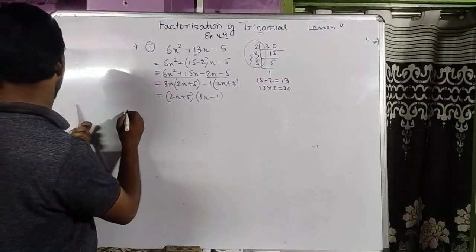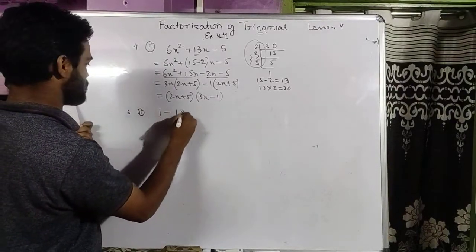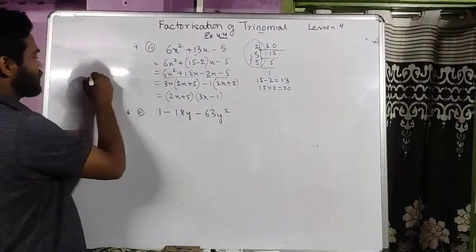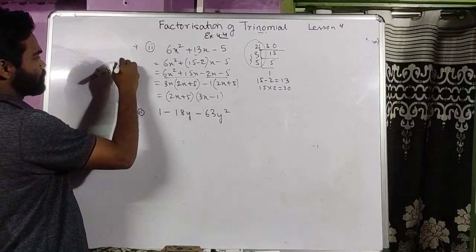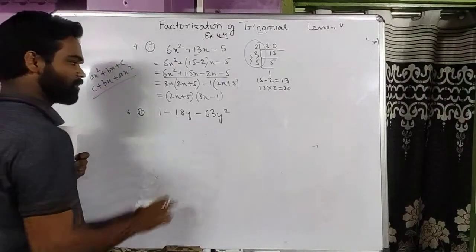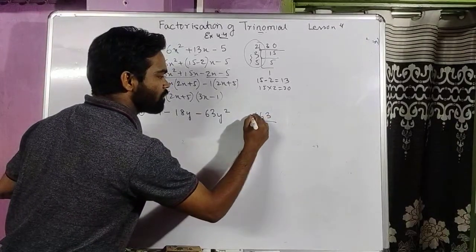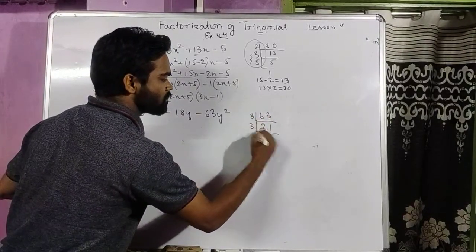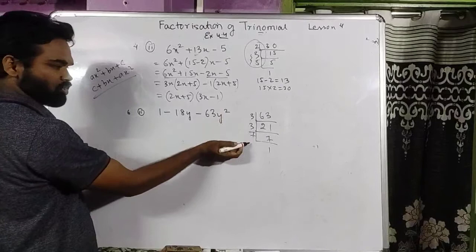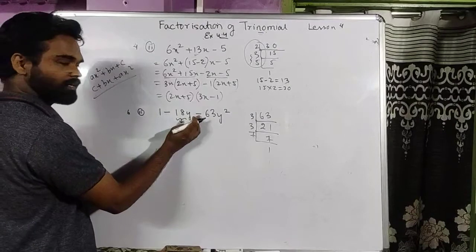Now we'll look at sum number 6 part 2. 1 minus 18y minus. Now this is again in this form only, but it is arranged like this. So no need to change the arrangement. Okay, 63 1s are 63. So we'll find the prime factors. Now we'll arrange the prime factors in such a way that we get 18 and it will be a difference of two numbers. Why? Because this is negative.